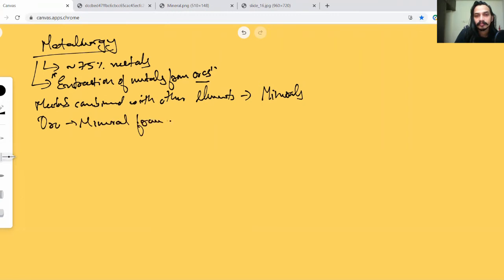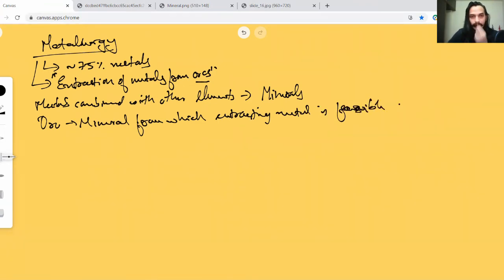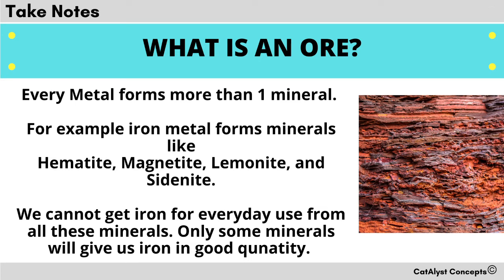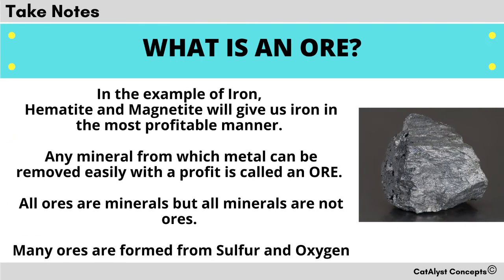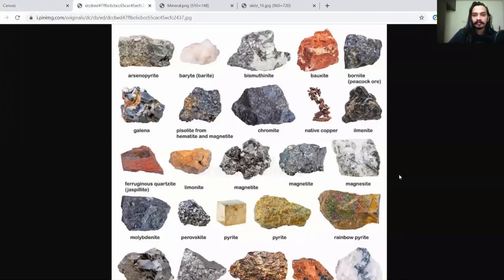from which extracting means removing, okay, is feasible, meaning we can afford it. So technically all of these are minerals, like these rocks that we see, but not all of them are ores.